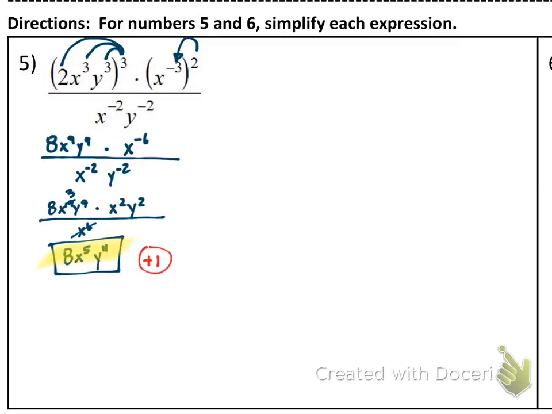Students, you should grade this now. We should pause the videos for students to grade. Okay, you should have graded this one. Now let's go to number 6.